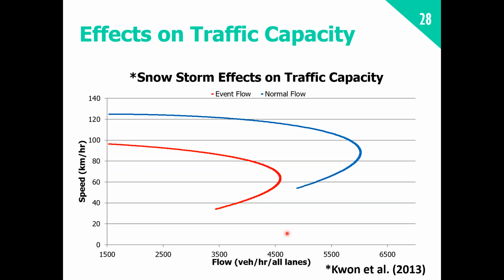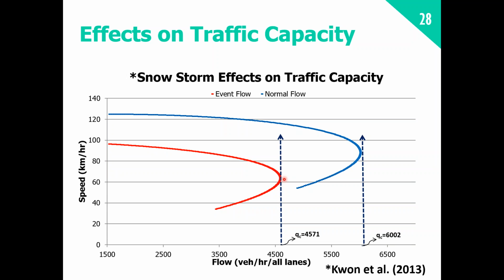This particular example shows the speed and capacity relationship before or during the snowstorms. Here, the y-axis represents the speed. We have speed on our x-axis. We have flow in vehicles per hour for all lanes. So this is also obtained in the congested flow, so that we can obtain the capacity then.